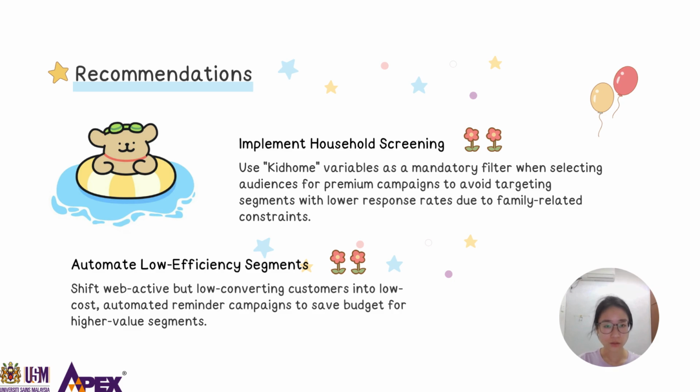apply Kids at Home as a mandatory negative filter. Customers with 2 or more young children should be excluded from premium campaigns and redirected to value-based family communications. Fourth, move high-visit, low-value customers to automated email nurture sequences and redirect the freed retargeting budget to Tier 1 activation.